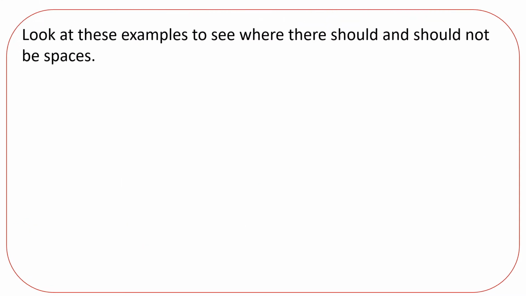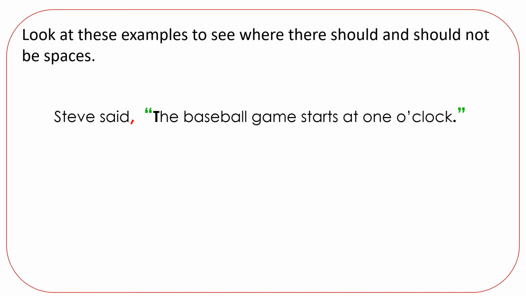Look at these examples to see where there should and should not be spaces. Steve said, "The baseball game starts at 1 o'clock." There's no space between said and the comma, and there's no space between the quotation mark and the next word, which is the, but there is a space between the comma and the quotation mark. At the end, there's no space between clock and period, and no space between period and the quotation mark.